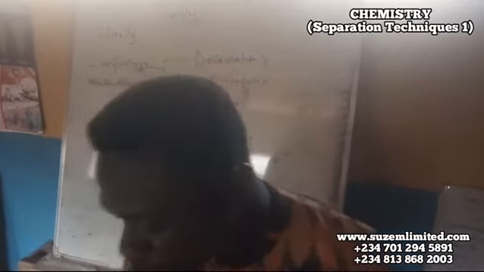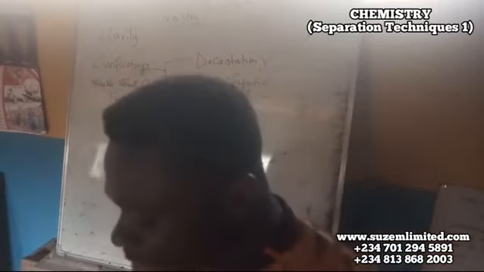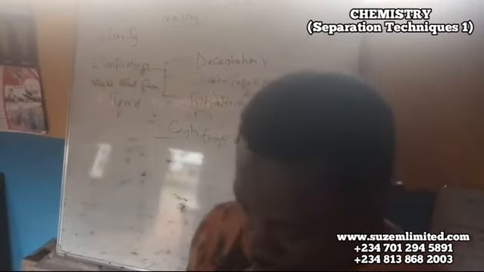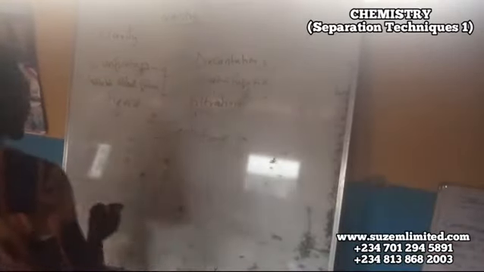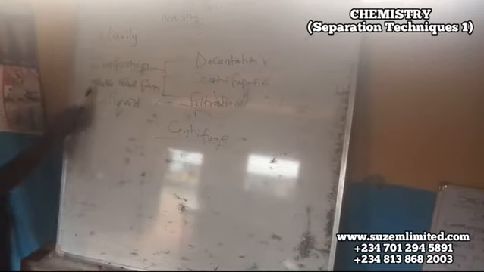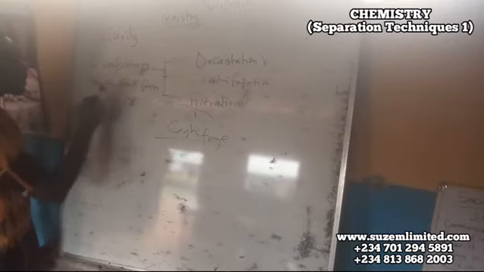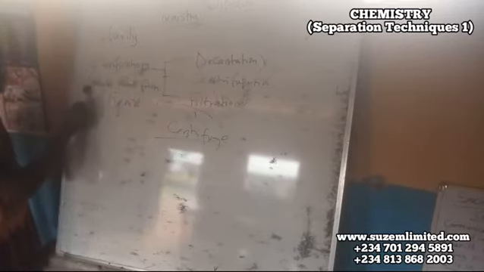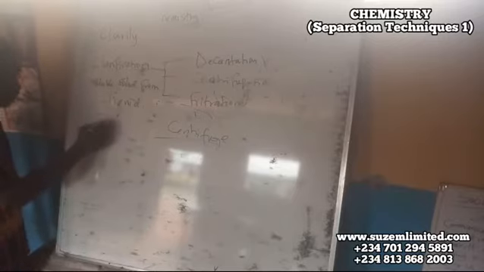A centrifuge is a machine which can spin test tubes containing suspension at high speed. Remember what I told you? This is insoluble clarification. These three methods under clarification are used to separate insoluble solid from liquid. So that means it is not a solution. It's a suspension. Note this important point.